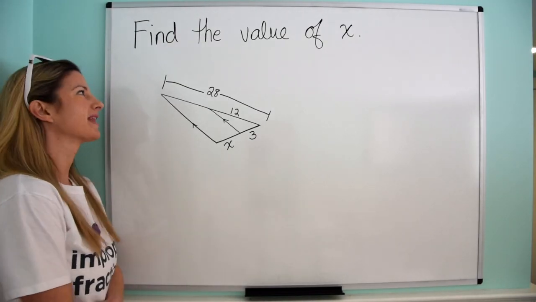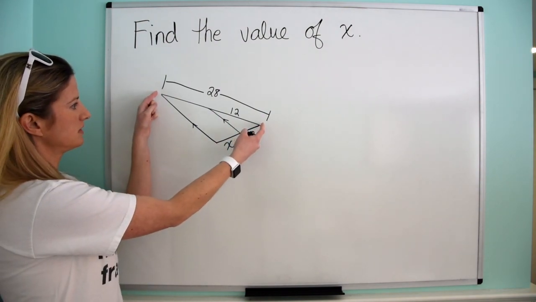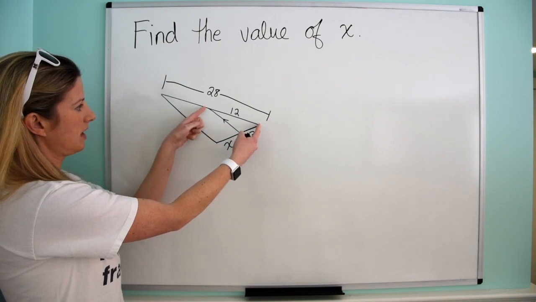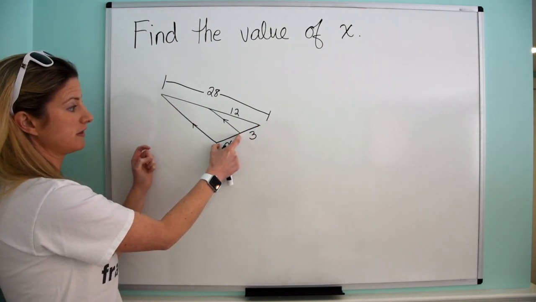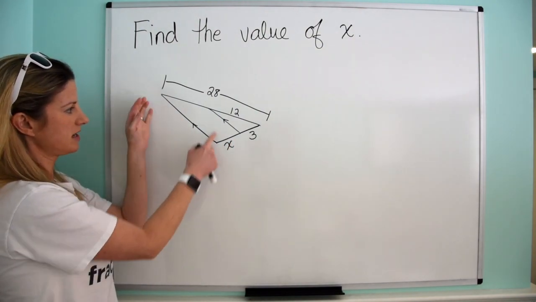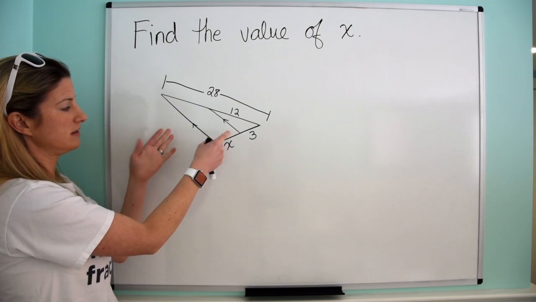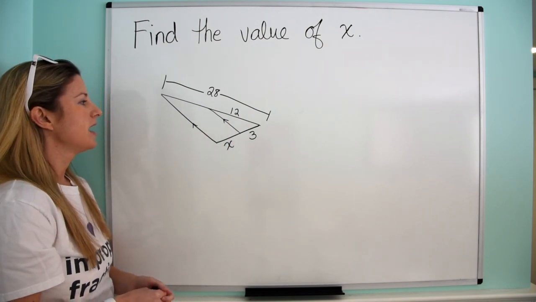Let's try this problem. I want to find the value of x. I have a triangle here, and I know this side is 28, this segment's 12, this is 3, and this is x, and I want to know the value of this. Because I see a triangle and a segment drawn in that's parallel to this side, I'm thinking side splitter theorem.